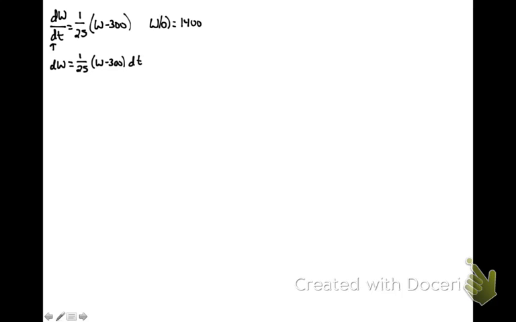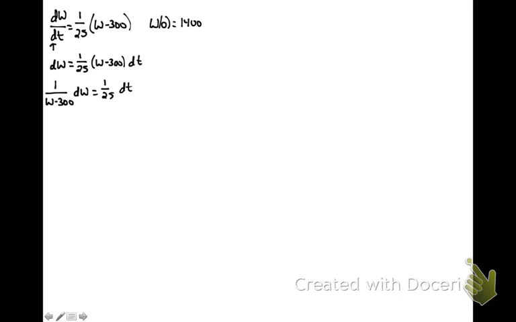Now, I do have this w minus 300 on the right, and that needs to move, so I'm going to need to divide both sides by w minus 300. I'll write it this way: 1 over (w minus 300) dw equals 1/25 dt. Now that we've separated the variables, our next step is to integrate both sides.